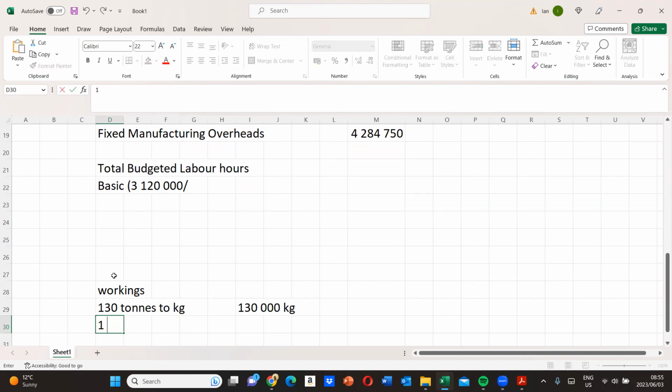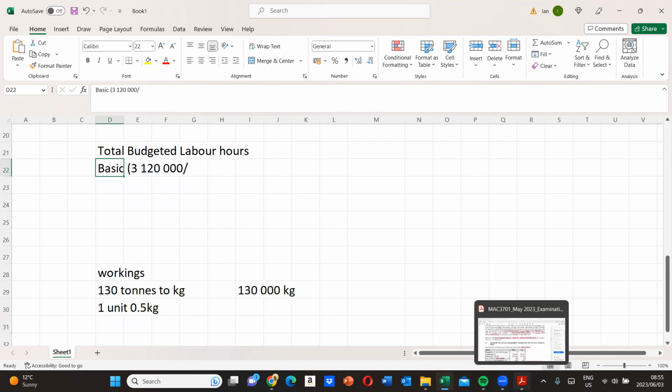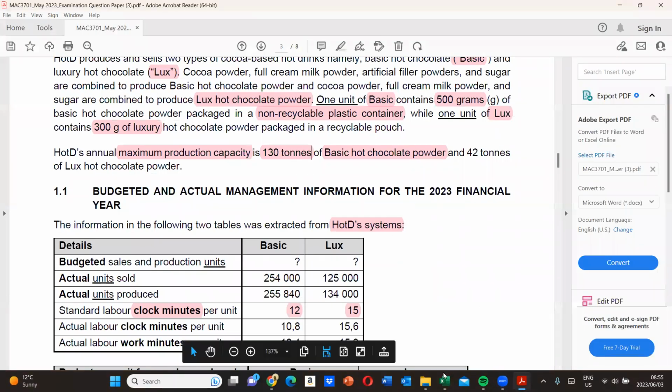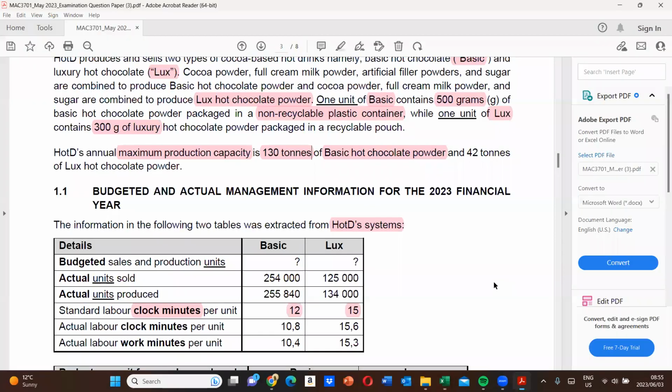And then 1 unit, in tons, is equivalent to 0.5 kg. So basically you do that. Here now, we are working with hours, so we have 130,000. You're supposed to work with that. This is your produce under normal capacity, 130,000 kgs. Now you want to convert it into hours. How long is it going to take you to manufacture this?